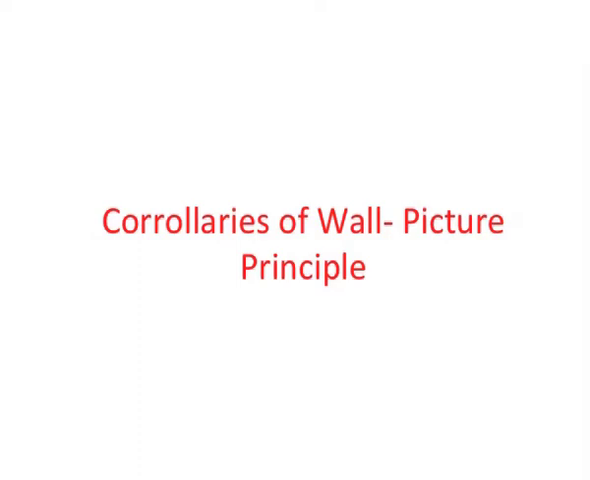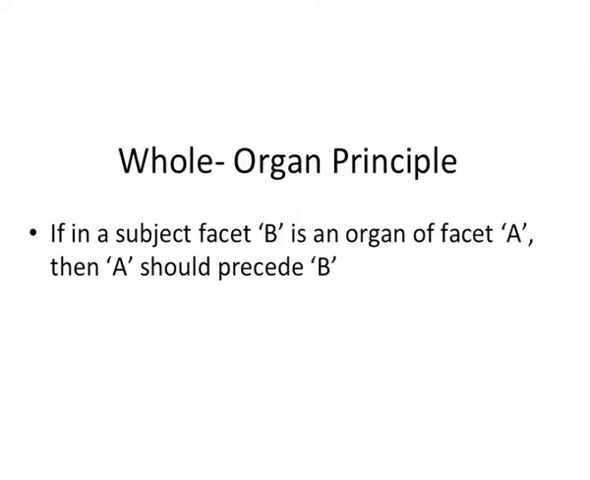Now, a corollary of the wall picture principle is the whole organ principle, and it says that if in a subject facet B is an organ of facet A, then A should precede B. So, it is very simple, and this can be correlated to the whole organ otherwise also, like we have given the example of medicine. We have a whole and organ, like we say digestive system, stomach, or we say the respiratory system, lungs. Now, these are examples of whole organ, and Ranganathan says that you place the whole first, organ second, or you say education, here education is a whole, curriculum is an organ. So, he says that whenever two facets are related to each other as whole organ, they should be placed in the order of whole first followed by organ.